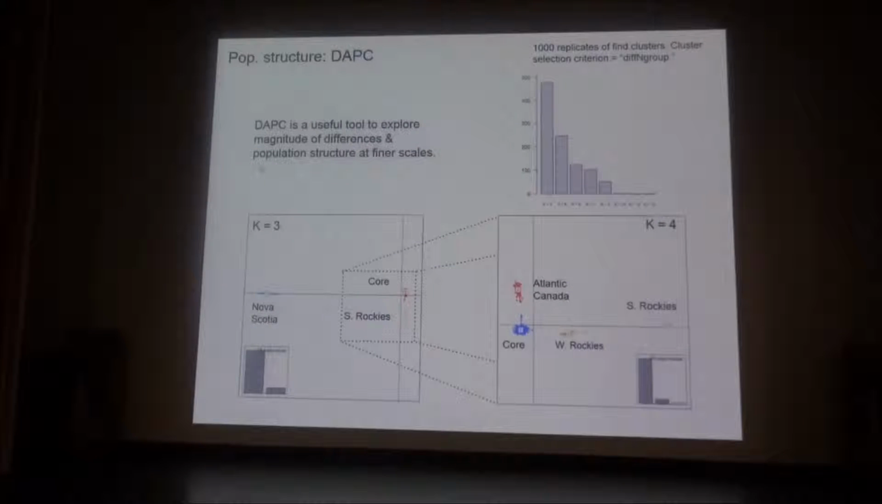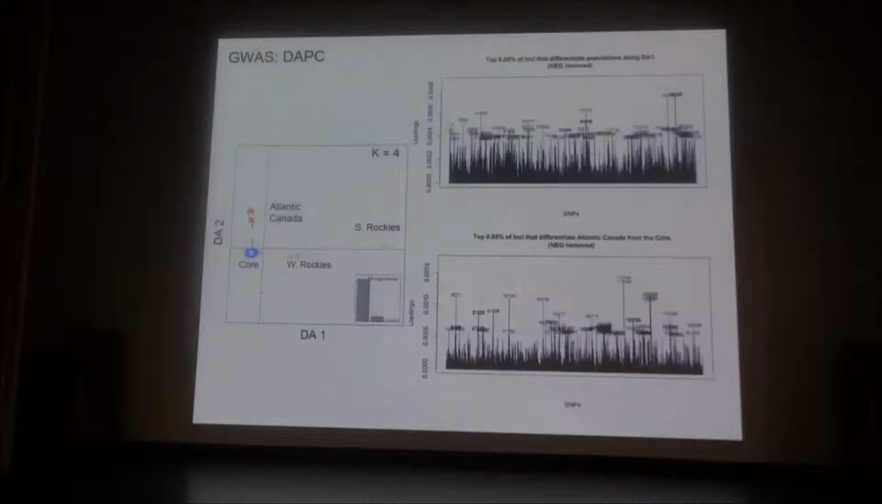So DAPC is great because we can see the magnitudes of differences. Nova Scotia is really quite different from this, but when we zoom in and choose K equals 4, we can see we have a core population, Atlantic Canada, Western Rockies, and the Southern Rockies population. So here are our core and edge populations that we can now start working with.